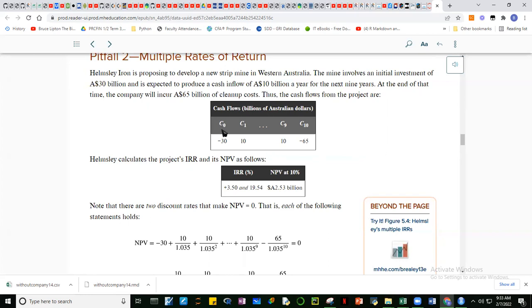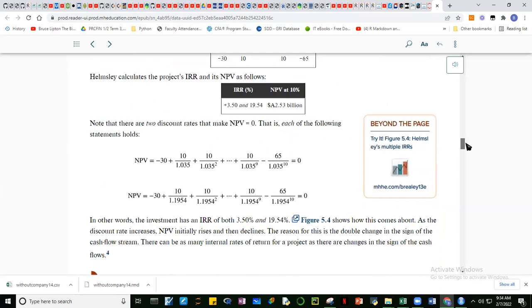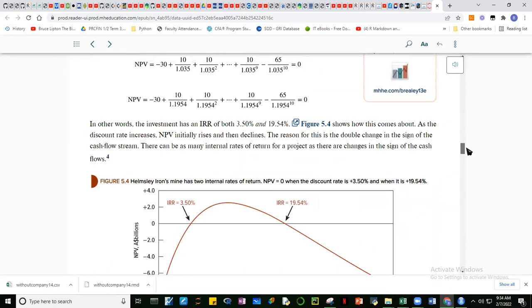For sure, guys, definitely at the beginning of the project, you'll have a negative cash flow. Why negative cash flow? Because that's the time when you put out money for the investment. But when you have another negative cash flow in the middle or at the end of the project, then there's a chance that there will be multiple IRRs. In this case, take a look.